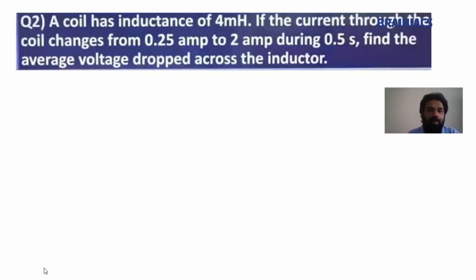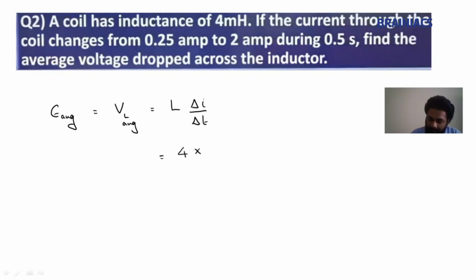Okay, a coil has an inductance of 4 millihenry. L is given. If the current through the coil changes from 0.25 ampere to 2 ampere during 0.5 seconds, which is nothing but delta I by delta t, find the average voltage dropped across the inductor. So E average or VL average is equal to L. Instead of saying di by dt, let us write delta I by delta t.